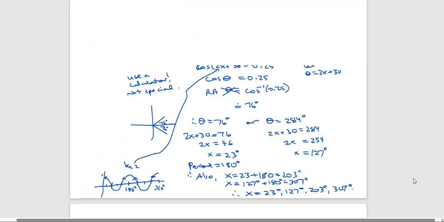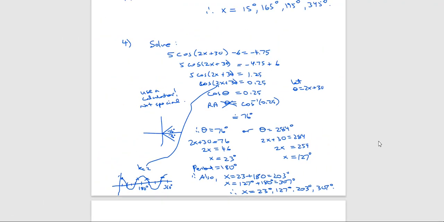Okay, so there we have it. So this is how we're going to isolate the x. We're going to use the angles around the circle to get all of the answers, and then consider the period to see if there's more answers. Now you can see that if the k was something like 3 or 4 or 5, you're going to have way more answers because you're going to have so many cycles within 360 that you'll have to consider more and more angles by adding the period to get the next answer and the next answer.